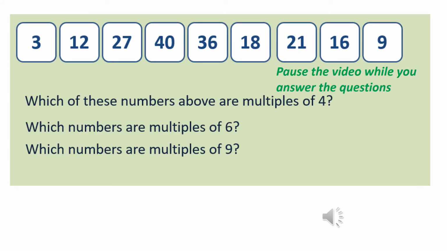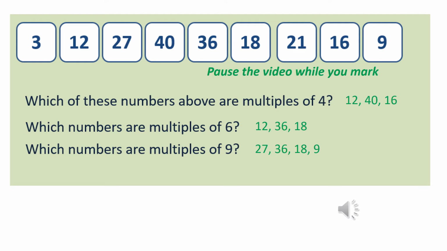Have a look at this row of numbers. Can you first of all identify which of the numbers are multiples of 4? Think about it: if you're looking for a multiple of 4, what are you looking for? Are you looking for odd or even numbers? Think about that carefully. Then look for which of the numbers are multiples of 6 and which numbers are the multiples of 9. Pause the video while you answer. Were you correct? Pause the video while you mark.